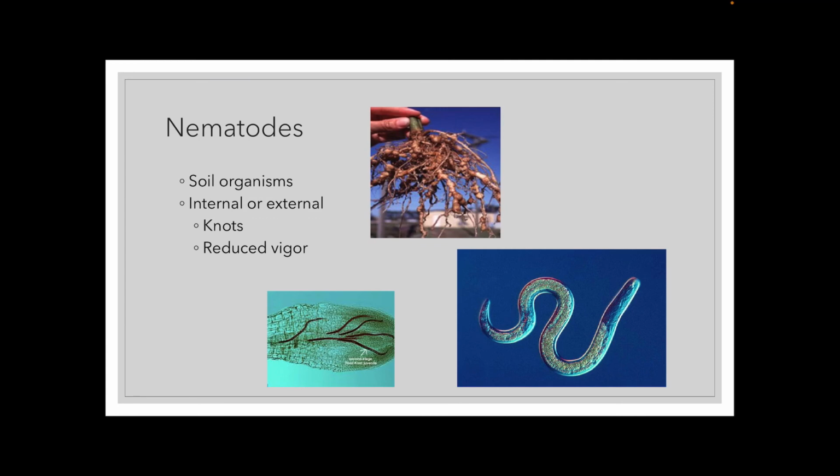Again, these don't usually kill the plants, because if the plants die, the nematodes lose their protection. But it lowers crop production, because if your root system isn't well developed, then your plant isn't going to develop well. And if your plant doesn't develop well, then your fruit production or your seed production isn't going to develop well.